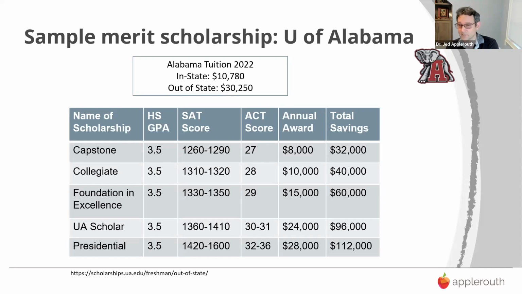I could pay 80 grand a year for 320, or I could get totally free tuition. That's a big deal. I have a niece out of Richmond, and she got a 1390 on the SAT. She applied to a number of schools. She applied to Alabama, and given her 3.5 GPA and her 1390, they awarded her the UA Scholar, which means tuition from Richmond went from $30,000 a year down to $6,000 a year. So they said, we're going to lop off $96,000 for your test score.